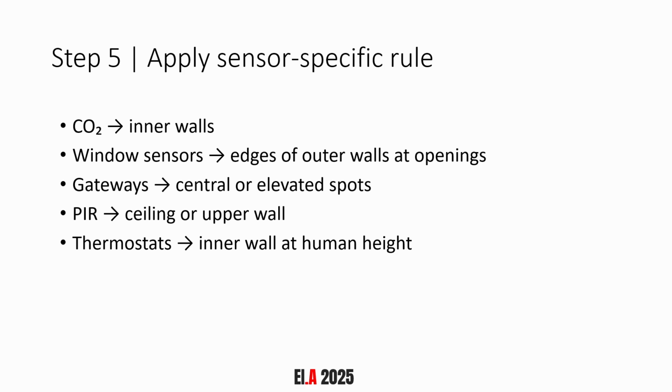For example, for a CO2 sensor, it's usually on the inner wall and about 1.5 meters, 1.6 meters on the wall, or maybe a smart thermostat. So in most buildings, it will be on the inner wall at human height. But of course, these parameters can be tuned to specific buildings.